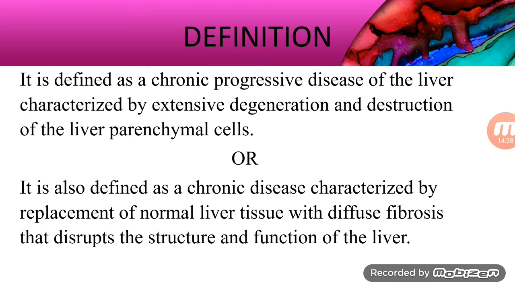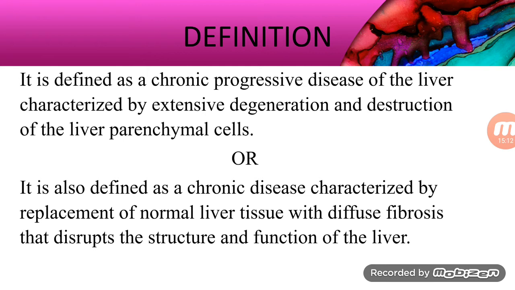Parenchymal cells are nothing but the functional cells of any organ or any body part. So liver parenchymal cells are the functional cells of the liver. So in liver cirrhosis, what will happen? The functional cells of the liver will be extensively degenerated, and then destruction will occur, and it is a very prolonged progressive disease of the liver.